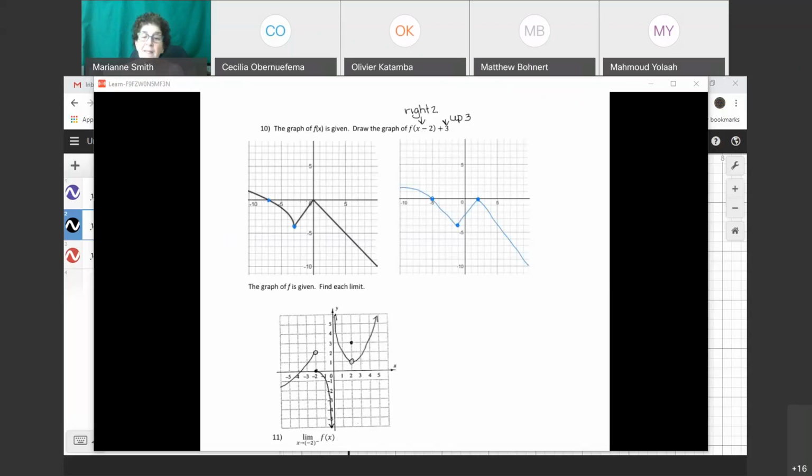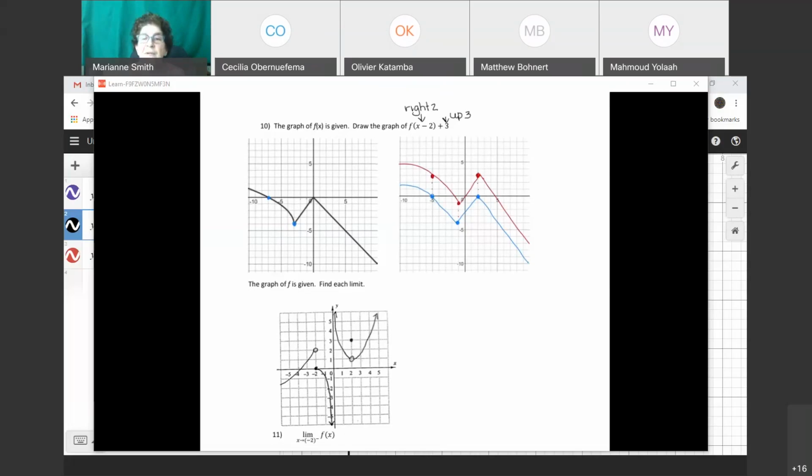Now I'm going to do the final graph, and I'm going to take this graph and shift it up 3 units. So that's easy. I'm just going to count 1, 2, 3. That point moves up here. This point's going to move 1, 2, 3 here. And this point's going to move 1, 2, 3. So my final graph would look like this. The red graph is the final graph.